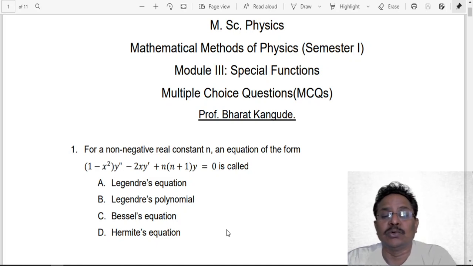Hello, students. This is the MSc Physics Mathematical Methods of Physics Semester 1 paper. From this paper, we are discussing today Module 3, Special Functions, the multiple choice questions which will be asked in the internal examination as well as in the SPPU external examination, which will be conducted later on.